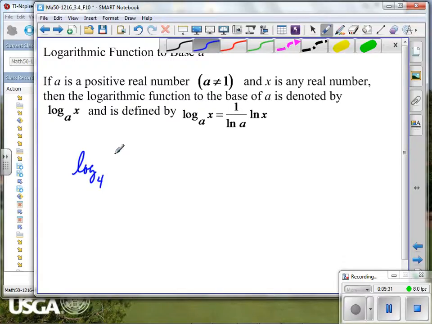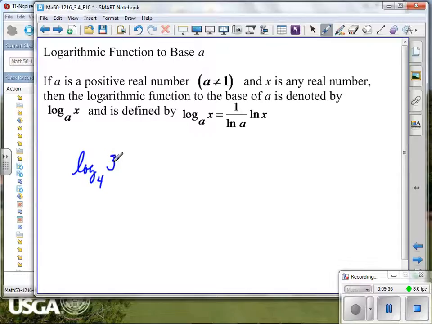Let's make it a number. The log of 3 base 4. And the reason we couldn't just put this in our calculators is because the operating systems on our calculators only had 2 logs in them: natural log and common log. Natural log has base e and common log has base 10. So we didn't have any other way to do that.